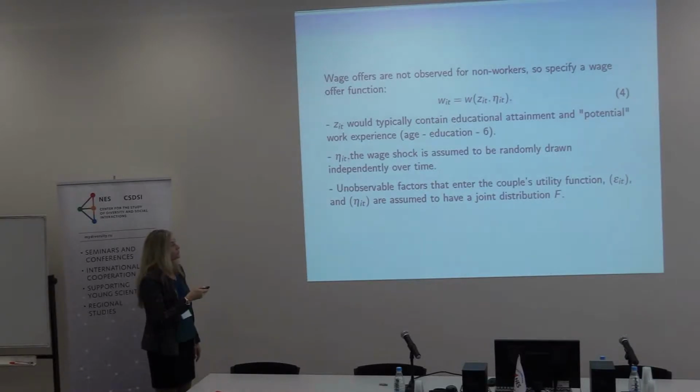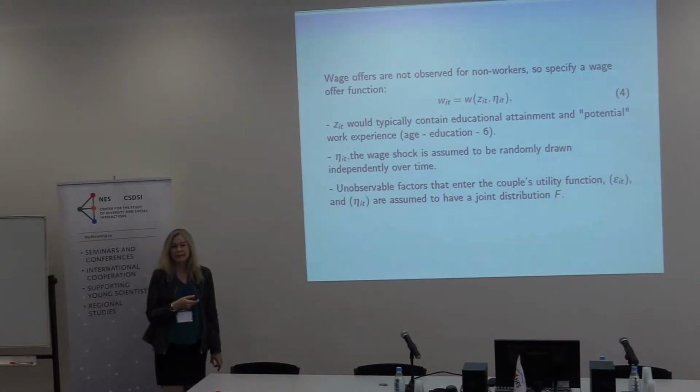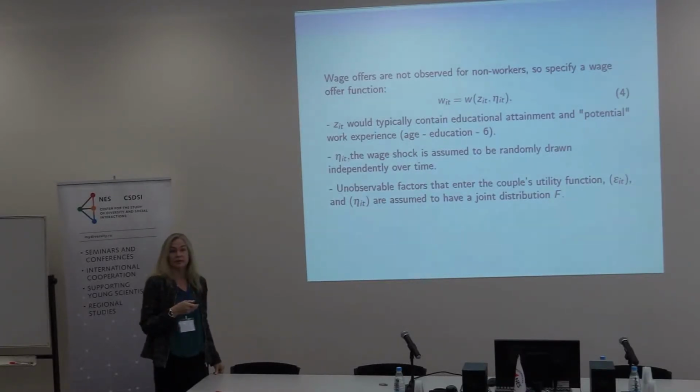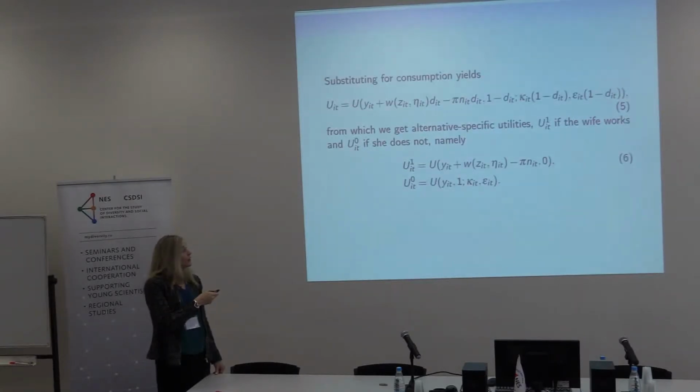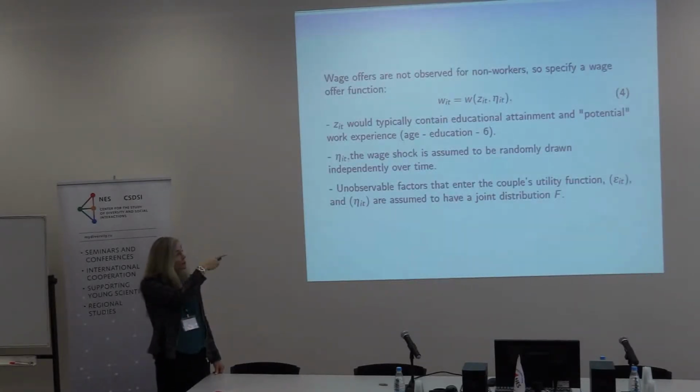Excuse me. Don't we expect that mu IT are serially correlated? They could be. Yeah, but right now it's just static. But when we do dynamic models, they could be serially correlated, yeah. And also the epsilon and the mu could be correlated, and correlated over time, yeah.